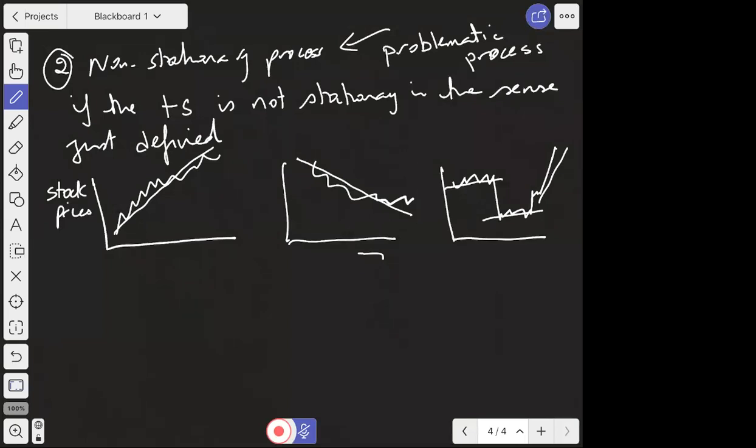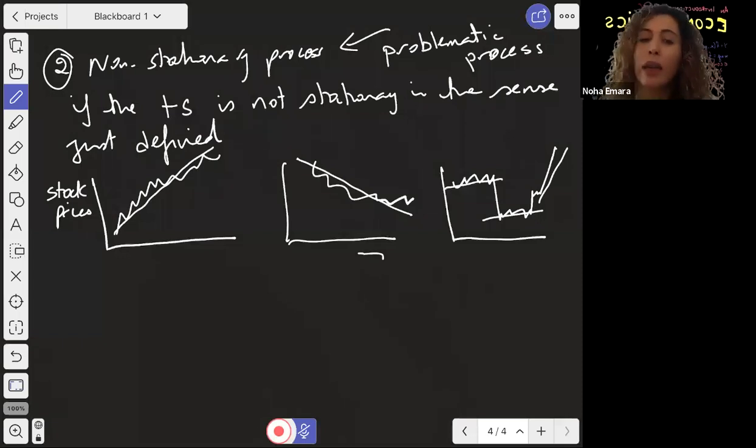Can I ask a question? Yes, sure. If it's trending upward or trending downward, couldn't you predict that it would also be trending in that same direction? You can probably predict the sign, but you cannot predict its value, because it might drop like that, and then probably go up again. It's usually non-predictable.